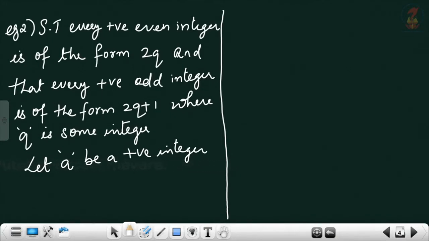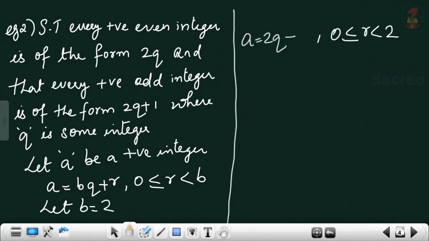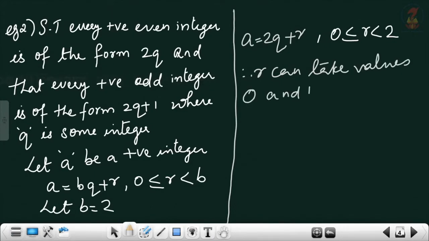Using Euclid's division lemma, we can write a is equal to bq plus r where 0 is less than or equal to r less than b. Let b is equal to 2. So a is equal to 2q plus r where 0 is less than or equal to r less than 2, which means r can take values 0 and 1. So, two cases.